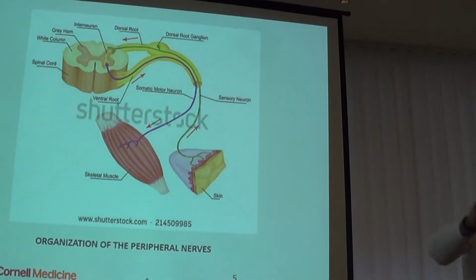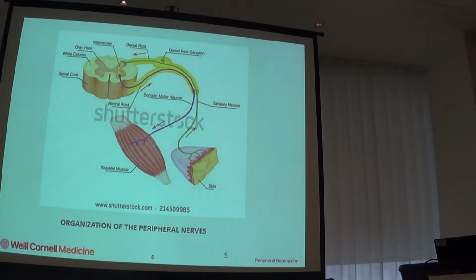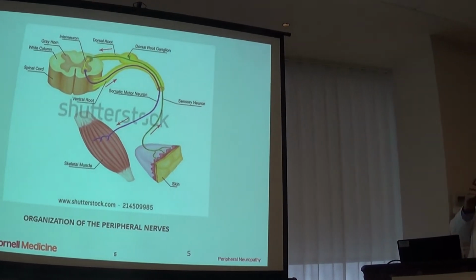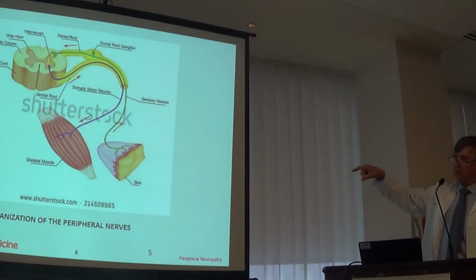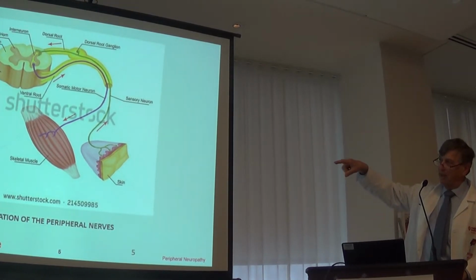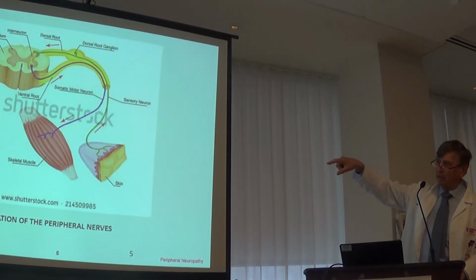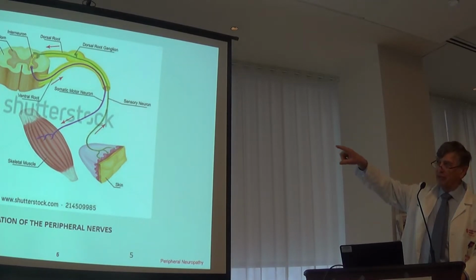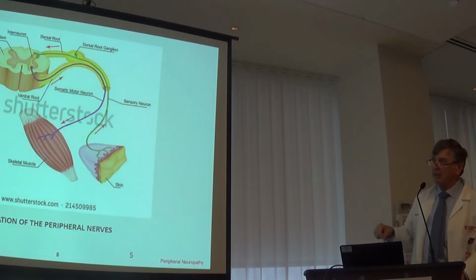Got a long pointer. So the point of this slide is the peripheral nerves emanate from the spinal cord to go to muscles and skin. Sensory nerves emanate from the skin and backtrack to the spinal cord, posterior part. Motor nerves go from the anterior spinal cord to the muscles.